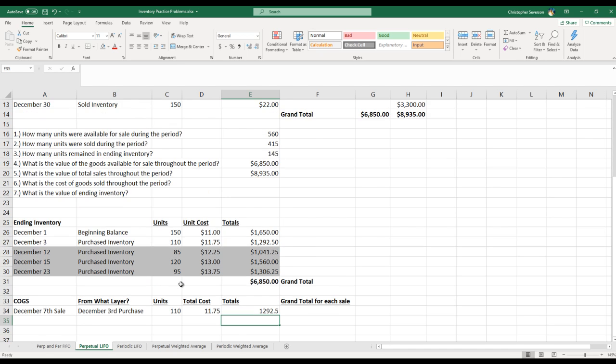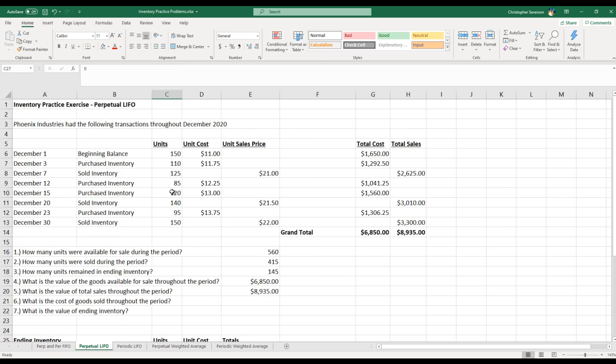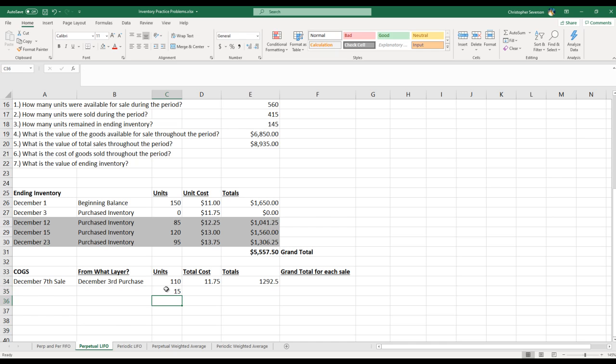We're not done though. We need 125. We only pulled 110. And by the way we have it set up, when we pull from a layer, we have to update that layer up here because that way, when all is said and done, we'll have ending inventory. So we used up this layer. We moved it down here. But again, we're not done. We need 15 more. There's only one layer left to come from. That's the December 1st beginning inventory. It's still the December 7th sale, so I'm not changing that. 15 at $11.